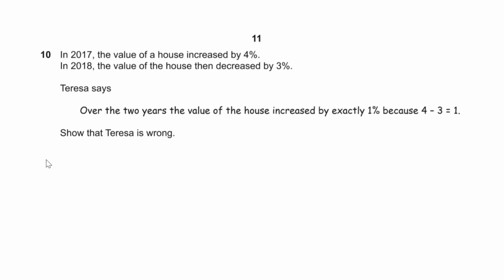Well, if we've got our original amount, then if we increase by 4% in 2017, we multiply by 1.04. So this comes from the fact that we increase by 4% in 2017. And then in 2018, the value of the house decreased by 3%, so we multiply here by 0.97. So this comes from the fact that we decrease then by 3%.